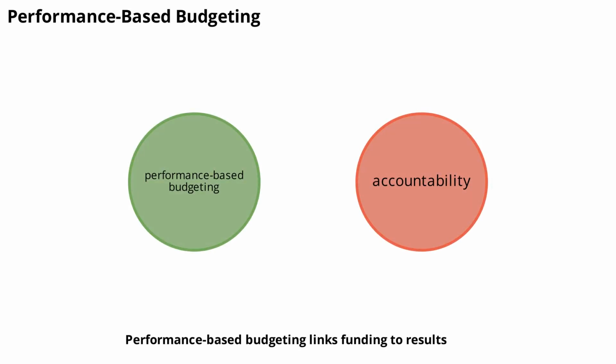Performance-based budgeting links funding to results. Instead of simply allocating money based on past spending, this method evaluates how well programs achieve their goals. Programs that deliver strong results may receive more funding, while less effective ones may be cut. This approach encourages efficiency and accountability in government spending.